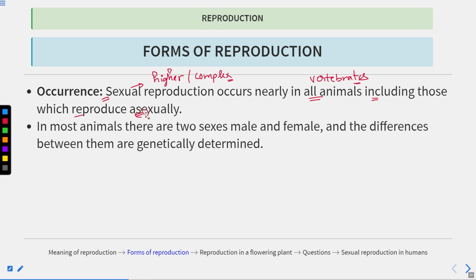Now, in most animals, there are two sexes. One is the male, another one is the female, and the differences between them are genetically determined.